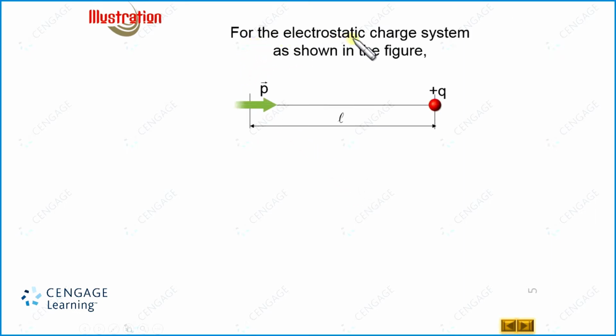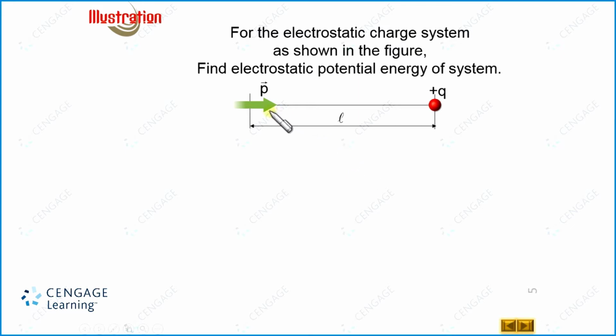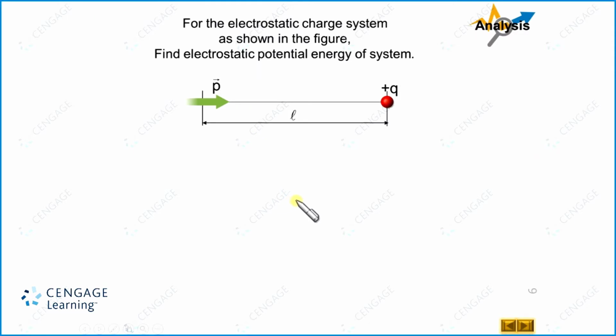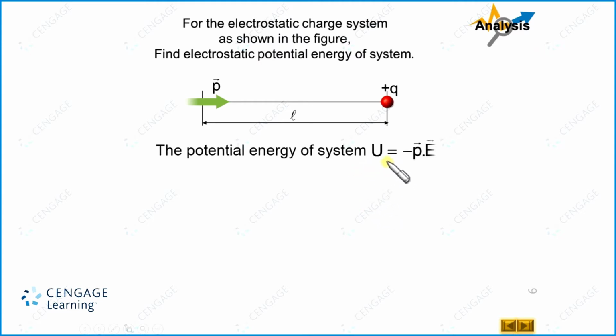In this illustration, it is given for an electrostatic charge and dipole system. You can observe here we need to calculate the potential energy of the system. Here the situation is slightly different. Here the charged particle is placed at the axial position of the dipole, and the dipole moment is P, and the distance of the point charge from the center of the dipole is small l. Okay, this is the situation. And here also we can write the potential energy of the system as U equal to minus P dot E. This is the potential energy of the dipole and charged particle system.